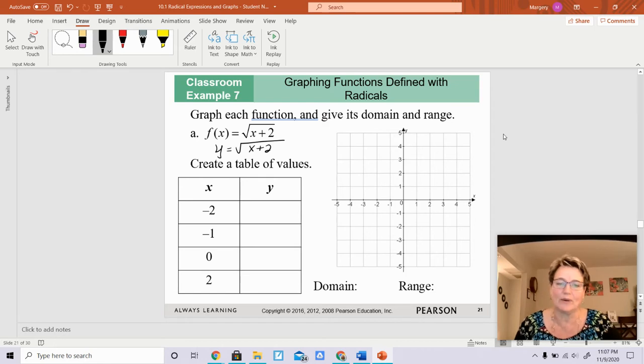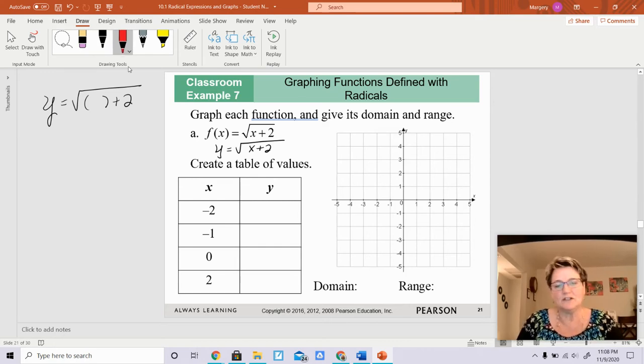You're going to create points. Every time, we're going to plug in whatever x value they give you into this equation. Now I'll do a couple of them and then we will do them just in our head. So first of all, my first x value is -2. If I put a -2 in here, I get the square root of -2 plus 2, which is 0. The square root of 0 is 0. So my very first point is -2, 0.